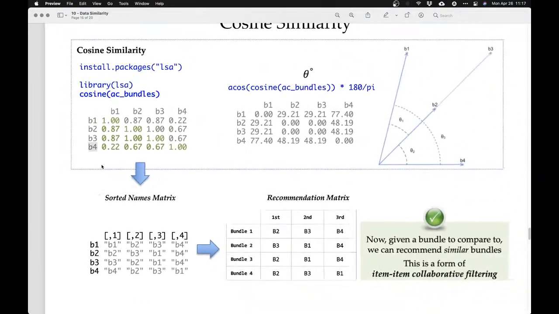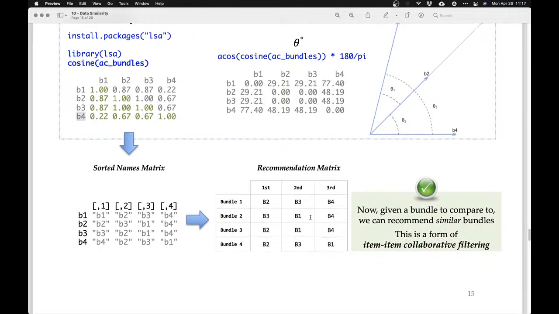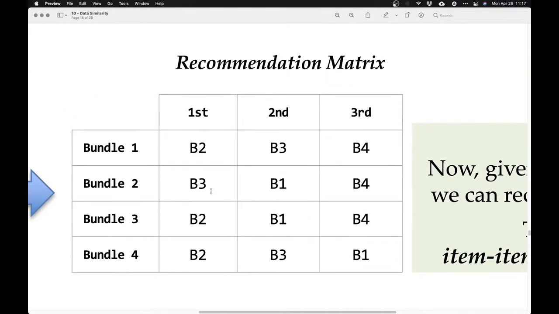Now, I've shown you the code this far. There's two more steps, and I'm not going to show you the code for that. I'd like you to play with that as your homework assignment. Essentially, I want to have a matrix like this, where for each bundle, I can have my first recommendation, my second recommendation, and my third recommendation. I don't have a fourth recommendation because there's only 3 other bundles in this set of 4. So for bundle 1, I would recommend bundle 2, bundle 3. My third, distant recommendation would be bundle 4.